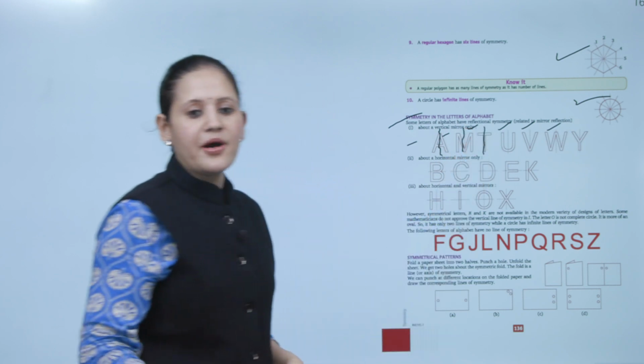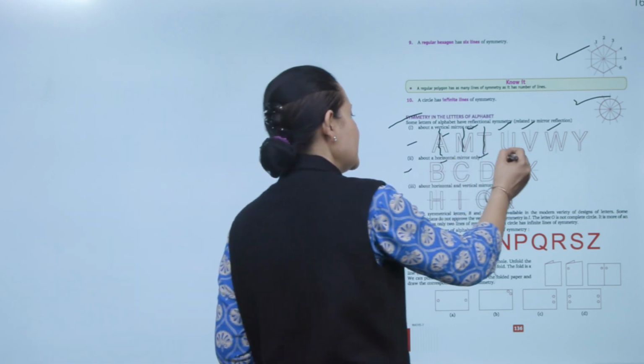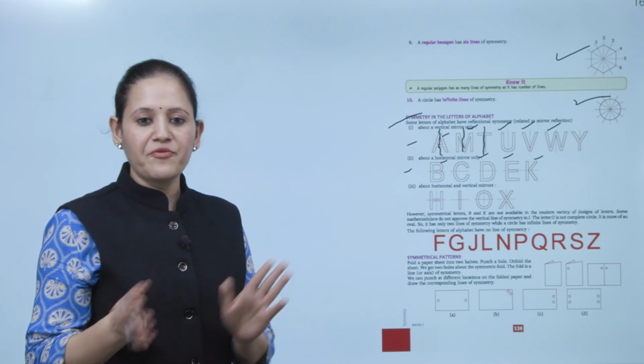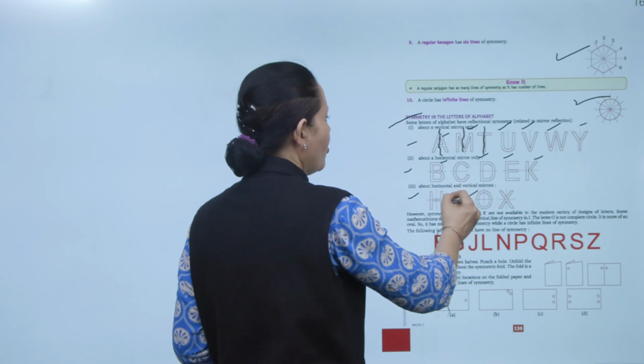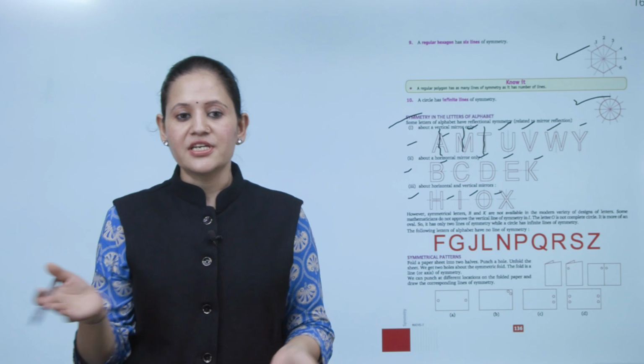Clear? About the horizontal mirror only: letters B, C, D, E and K have a horizontal line of symmetry. About horizontal and vertical mirrors: letters H, I, O and X have two lines of symmetry, horizontal and vertical both.